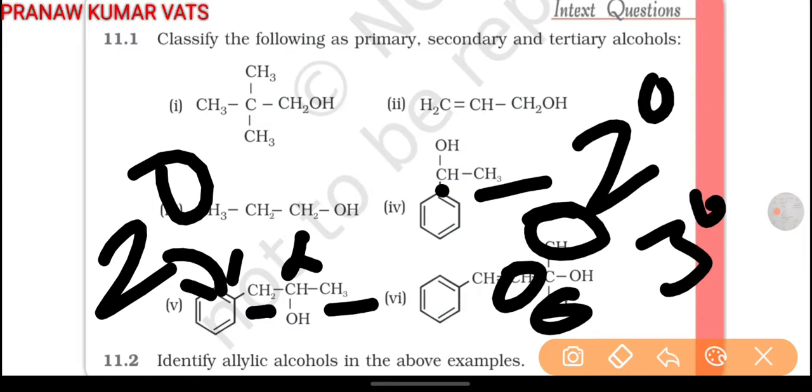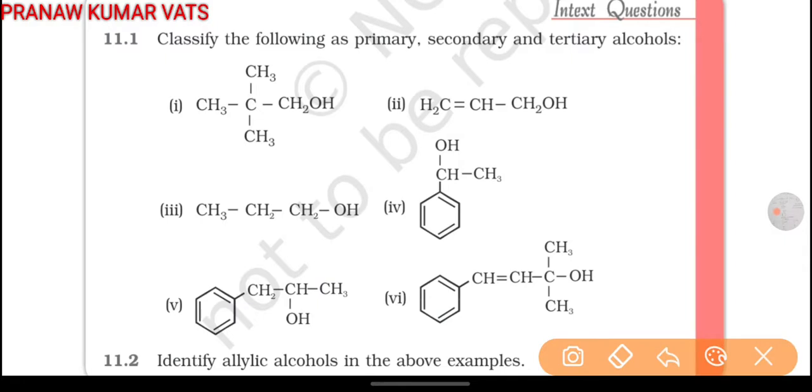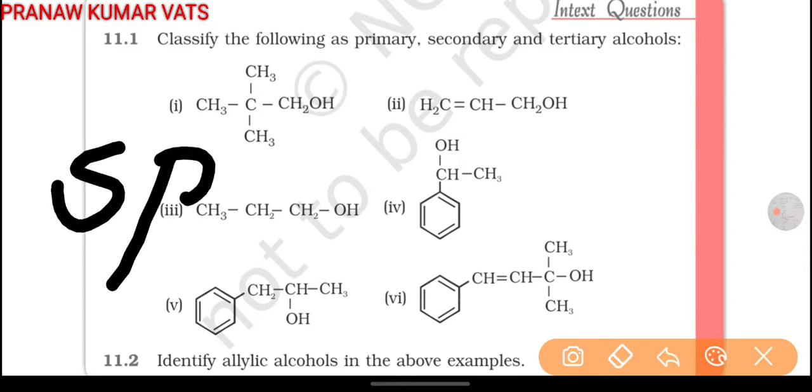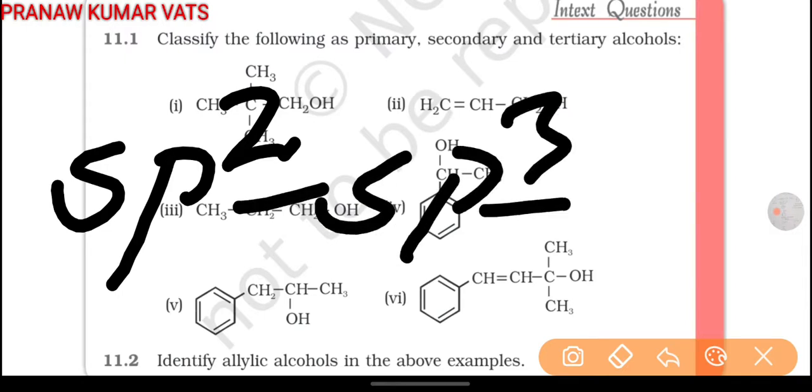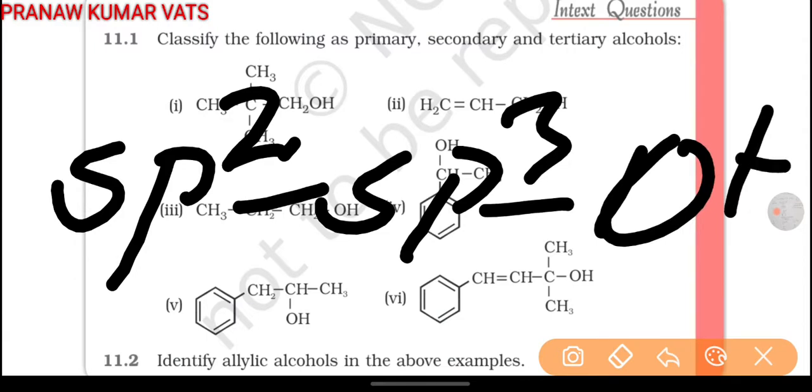So these were the classification of alcohols as primary, secondary and tertiary. Now the next question, 11.2: identify allylic alcohols in the above examples. Very simple and general rules are there. You have to look for this format in the molecule: sp2 hybridized carbon, then sp3 hybridized carbon, and then there should be an OH group. If this arrangement is there in any molecule, then it will be an allylic alcohol. If this sp2 hybridized carbon atom is of benzene, then it is called benzylic alcohol. So now we will check how many allylic alcohols are there in these 6 questions.